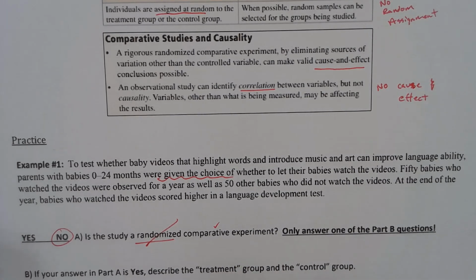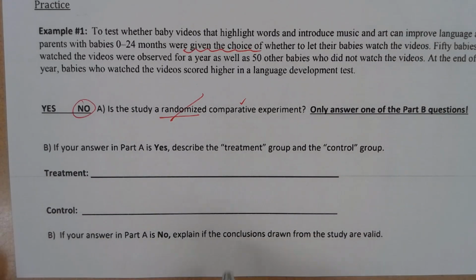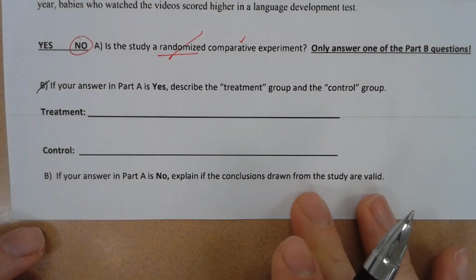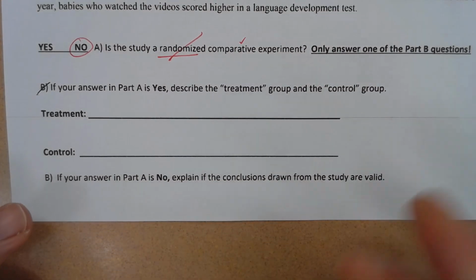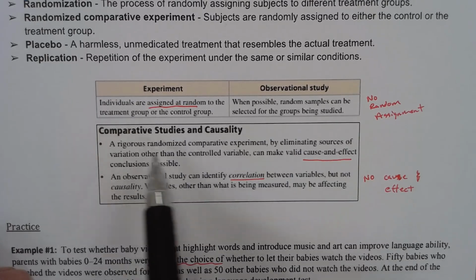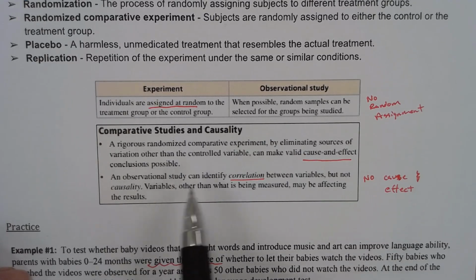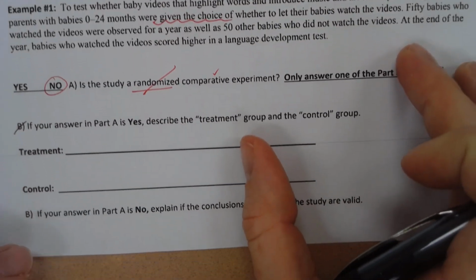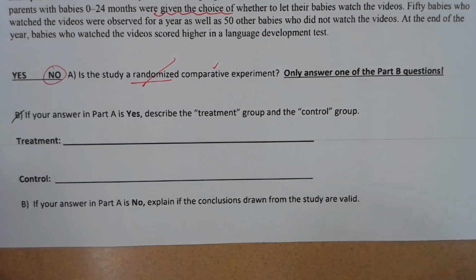So if it was yes, we would give the treatment group and the control group, but it is no. So we're not going to do A, we're going to do B. Explain what conclusions you can draw. Up here, here's our conclusions. Because it is not this, we have to go here. We can talk about correlation. We can say there's an association between the two. So we can say, explain the conclusion you can draw.